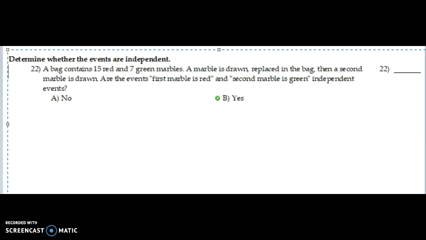So these are independent events. If the problem had said a marble is drawn, then a second marble is drawn, and it said nothing about replacing it, then they would be dependent, because the percentage chance that I would get a green marble is affected by the fact that there are now fewer marbles in the bag after the first draw. So again, because it says replaced in the bag, these are independent events. That's why we mark it as B, yes.